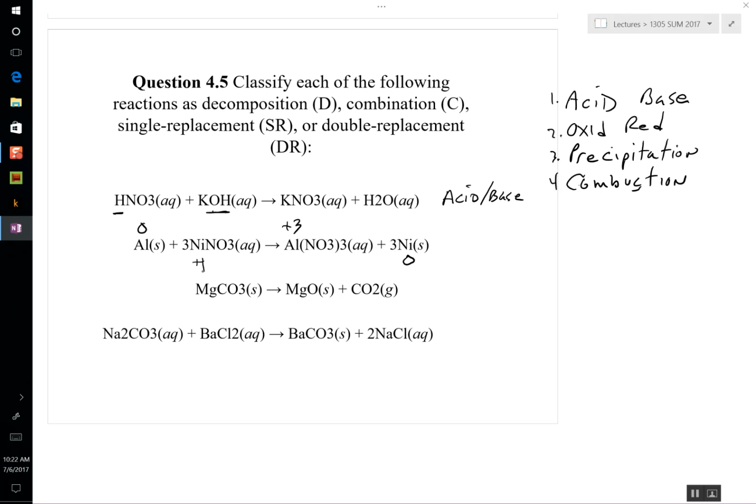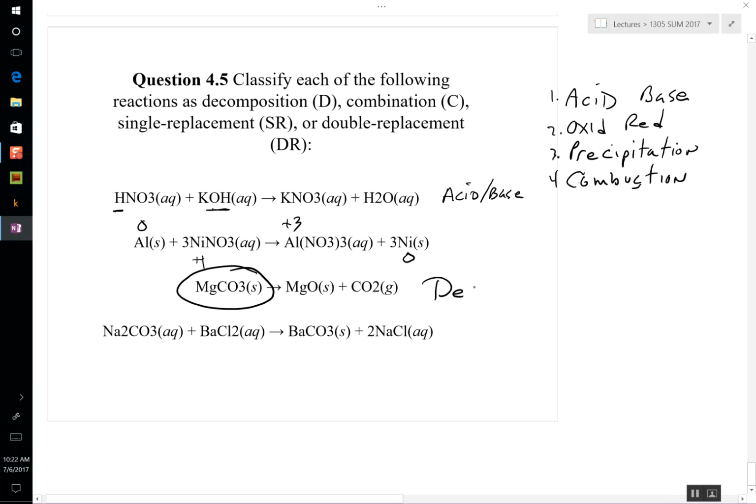All right, this one isn't falling into those categories. It's falling into one of these: decomposition, combination, single and double replacement. Decomposition, you'll have only one reactant. All right, so that's all I'm expecting with these reaction types, to get a feel for it. And what type is this? Double replacement. Okay, this is a double replacement.